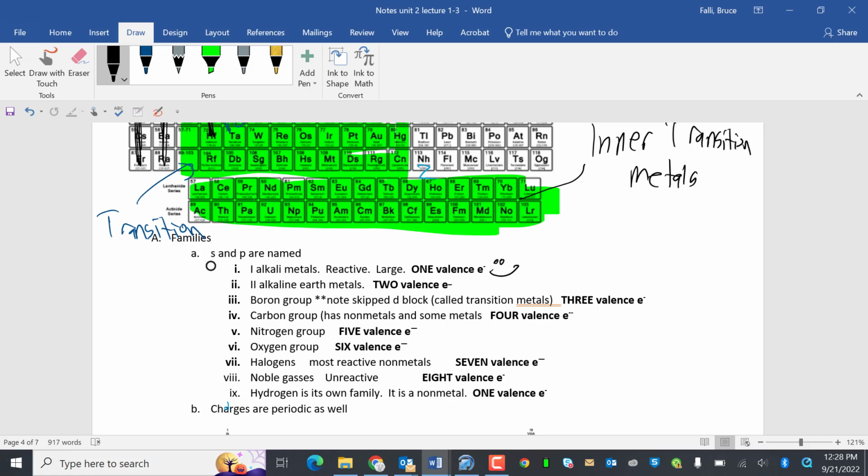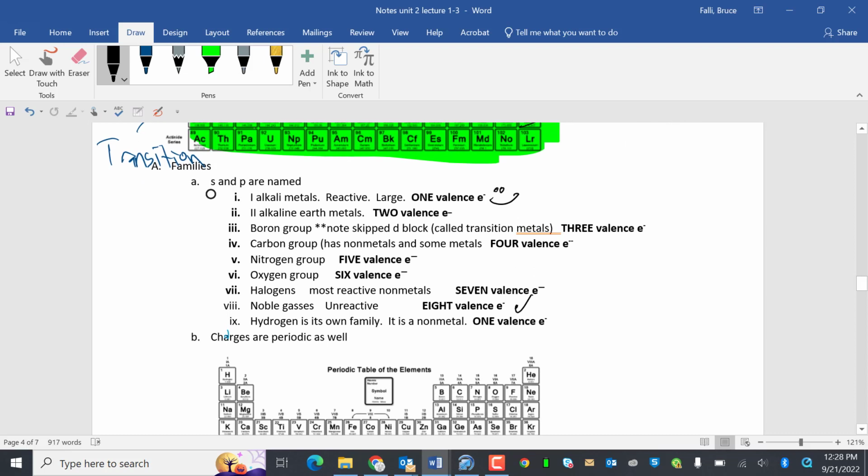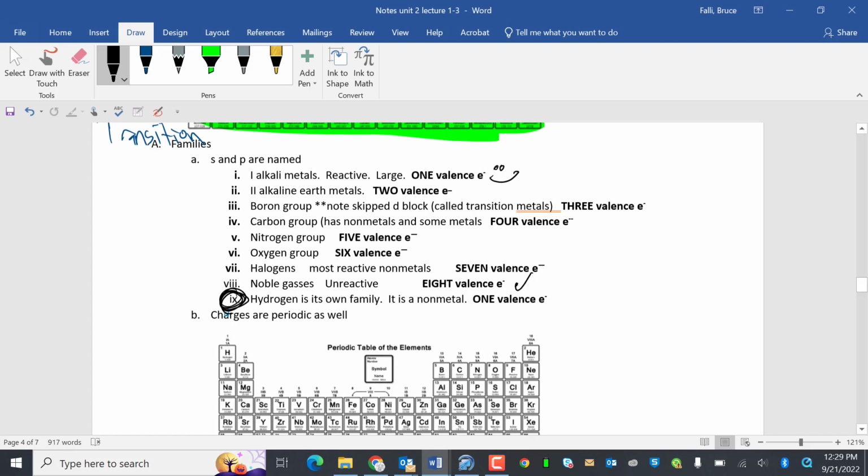Carbon group has non-metals and some metals, right? 4 valence. Nitrogen group, 5 valence. Oxygen group, 6 valence. Halogens, most reactive non-metal, 7 valence. Noble gas is unreactive, 8 valence. Hydrogen is its own family. It's a non-metal, has 1 valence electron. This is often forgotten. Don't forget that, because hydrogen is not a metal.